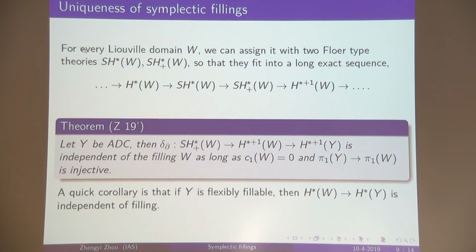So first of all, this SH symplectic homology is a ring, and this map is a ring map. So 1 inside this image is equivalent to this is 0. Okay, so this shows the vanishing of symplectic homology as a property independent of filling. And as a consequence, I can show that if Y is flexible fillable, which is ADC, then this restriction map is independent of filling, because when it's flexible, one filling has vanishing symplectic homology. So all of them are independent.